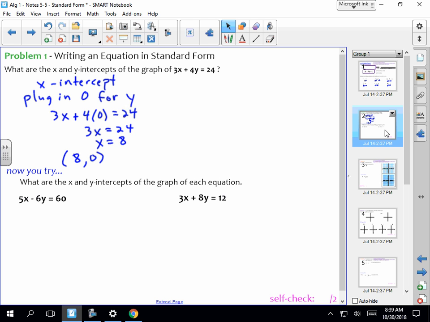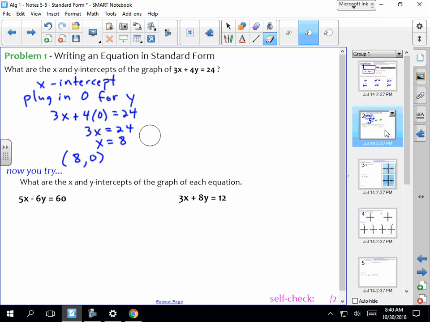Wait, why'd you plug in 0? Why did I plug in 0? Because I'm trying to find the place where the graph of this line, 3x plus 4y equals 24, crosses the x-axis. So by plugging in 0 for y, what that does is it places me somewhere on this x-axis right here that I'm coloring in green. If y is 0, I've got to be somewhere along here, right? And I'm finding that I'm at 8, 0.